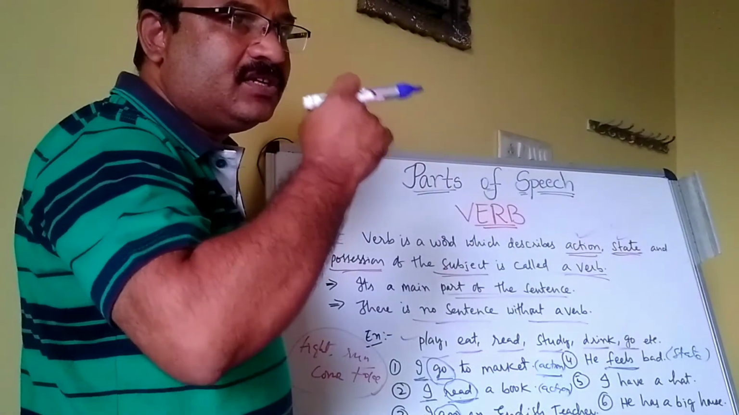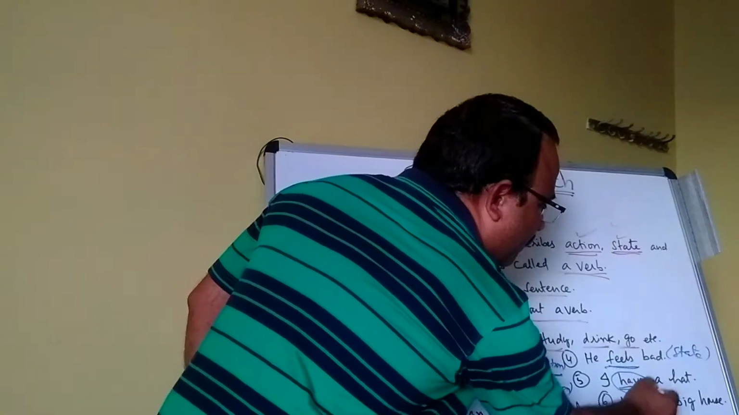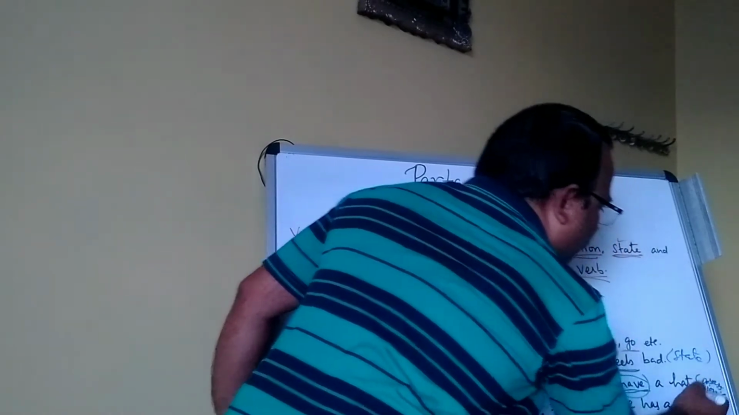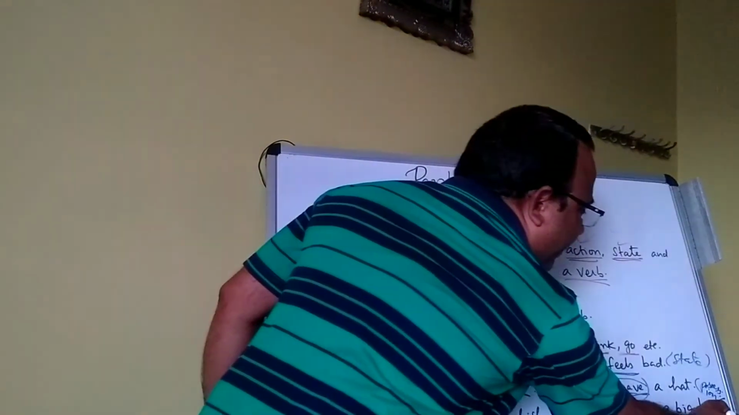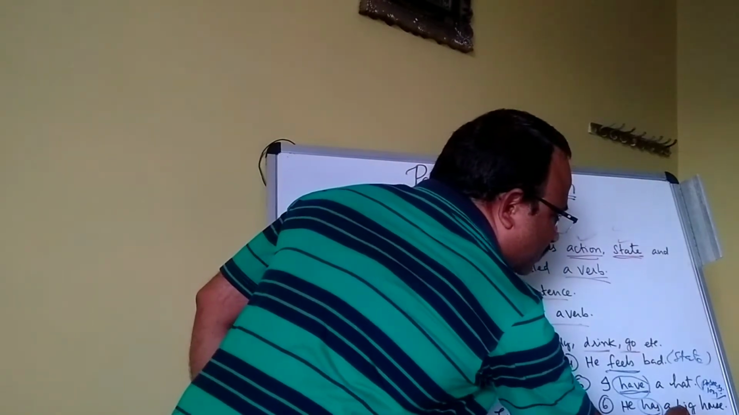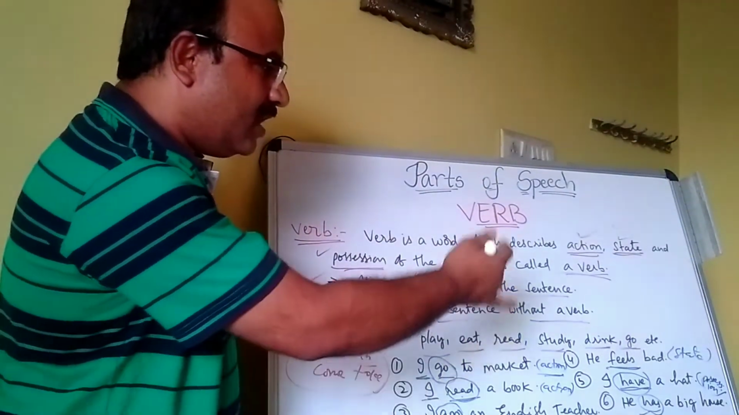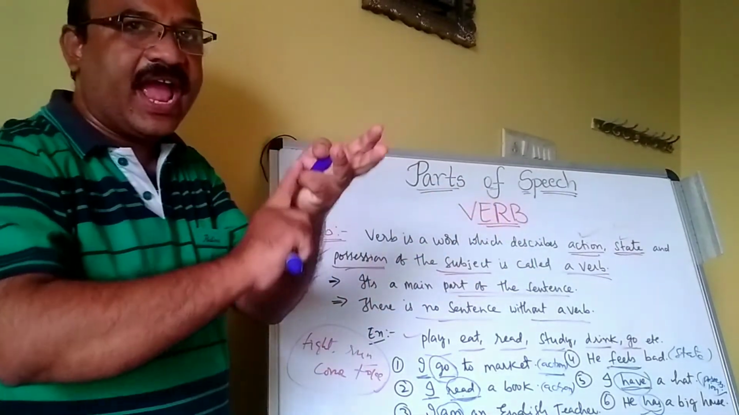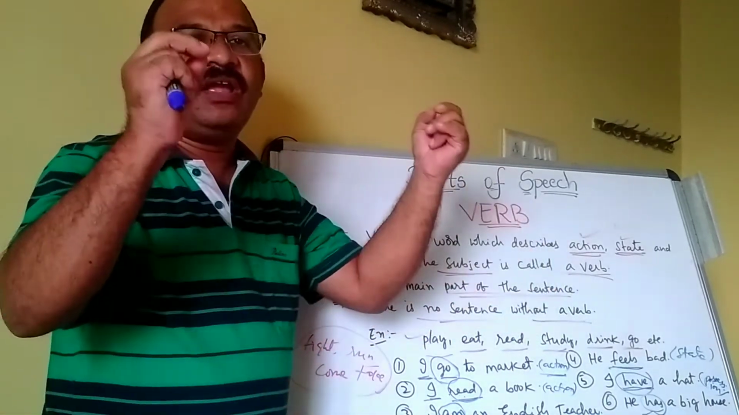Here, I have a hat. This word is a possession, possession of the subject. He has a big house. It is also possession, having. So what is the verb? A verb which describes action, state and possession of the subject is called a verb.